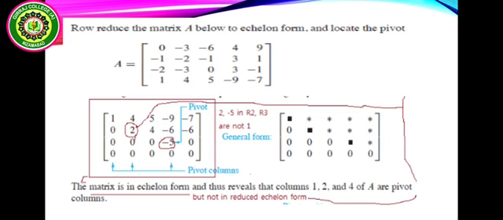The third column is not a pivot, it is a free column. Next, the fourth column is a pivot column. So the third and fifth columns are non-pivot columns. Here the pivot columns are first, second, and fourth. The third and fifth columns are non-pivot columns. Here the stars in square brackets mark the pivot columns. So the matrix in echelon form reveals that the first, second, and fourth columns of A are pivot columns. The remaining are non-pivot columns, or free columns.